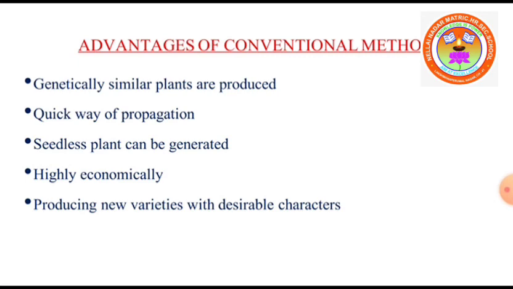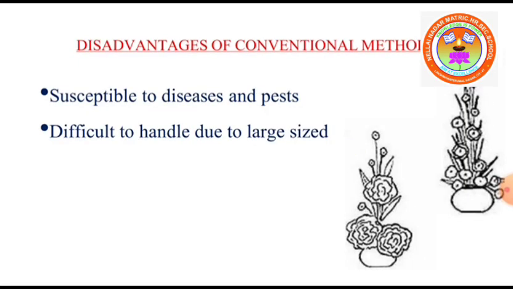But conventional methods also have some disadvantages. Once the parent plants are infected by a virus, they produce only infected young plants. Vegetative structures used for propagation are bulky, so they are very difficult to handle. So large and bulky vegetative parts are not useful in the conventional method of reproduction. Thank you, children.